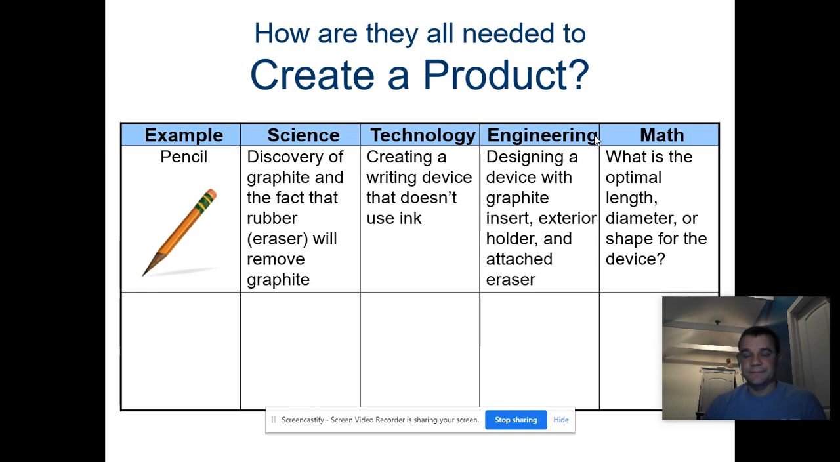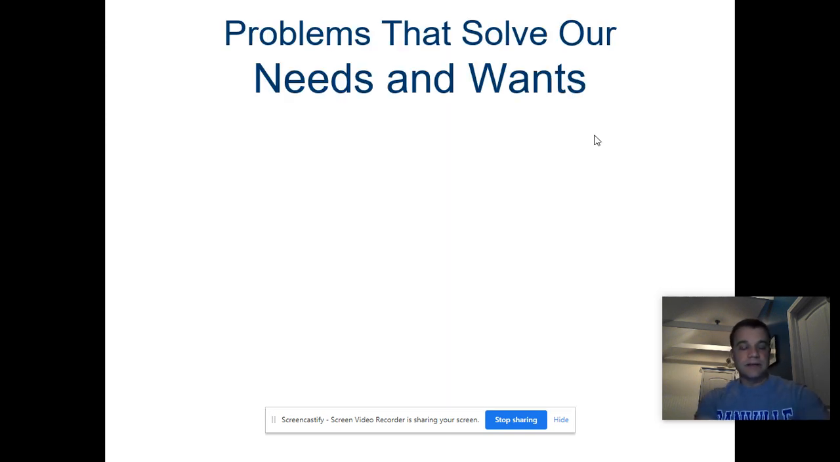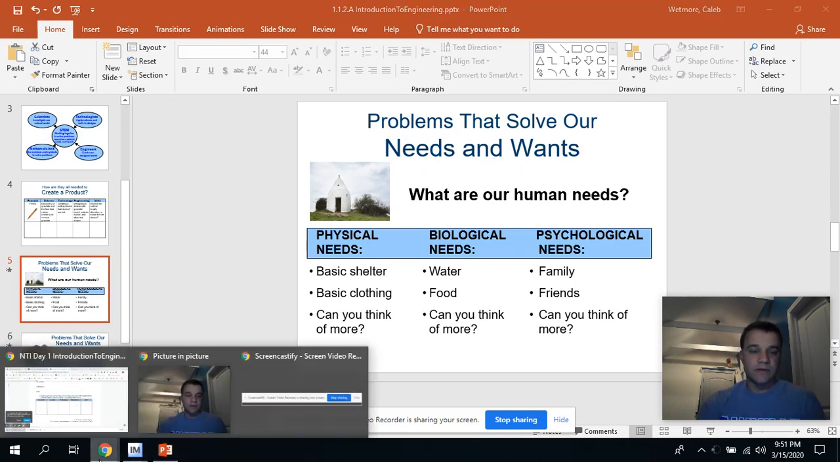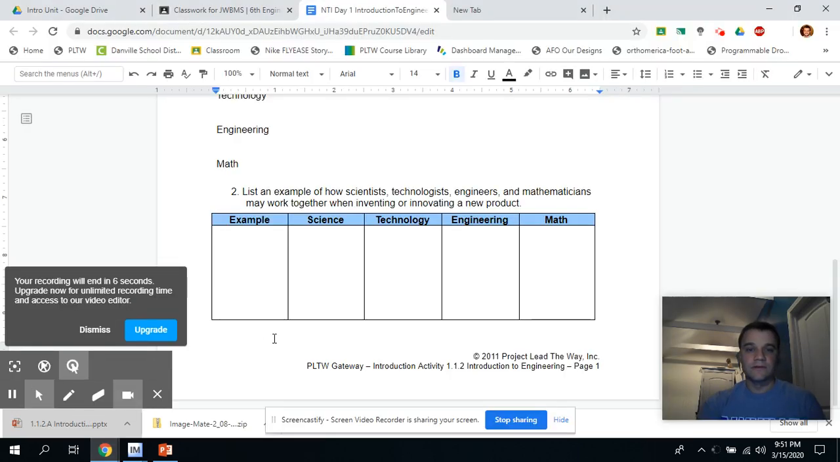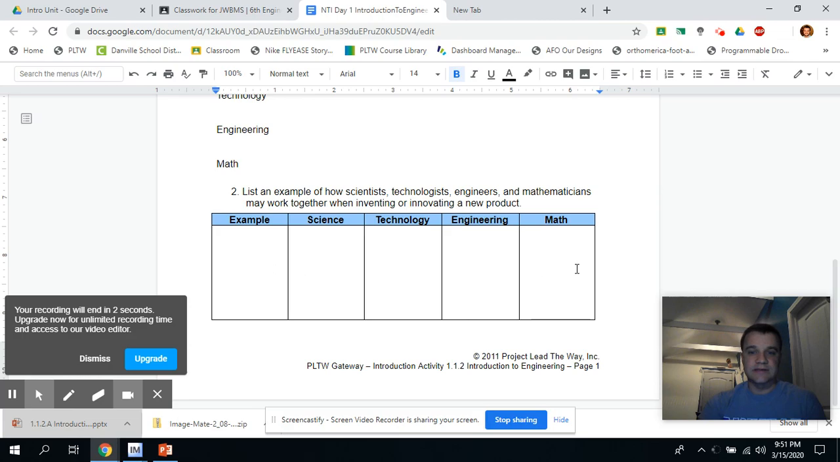sharpen it all away. So, looking at the example of a pencil, there's some of the ways that science, technology, engineering, and math would all work together to create that writing device. So, let's go back to your assignment and talk about what that might relate to for what you're doing. So here, you need to complete this, and I hope this is helpful.